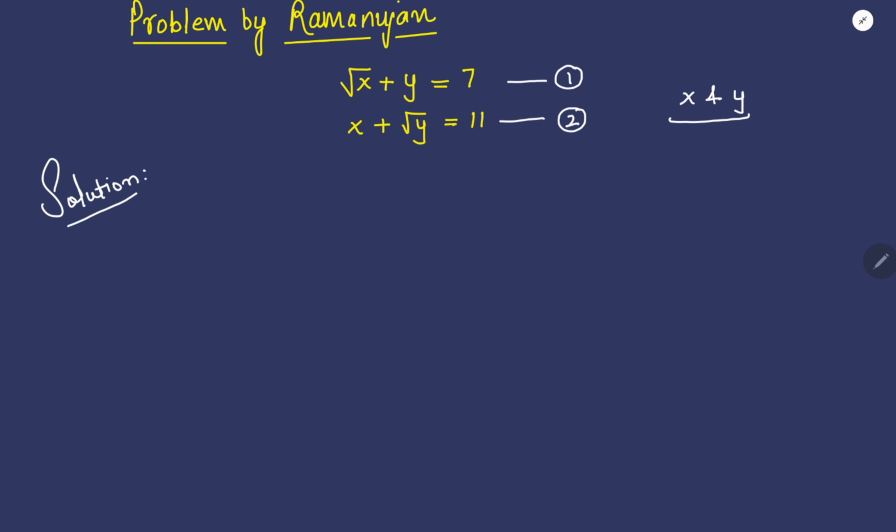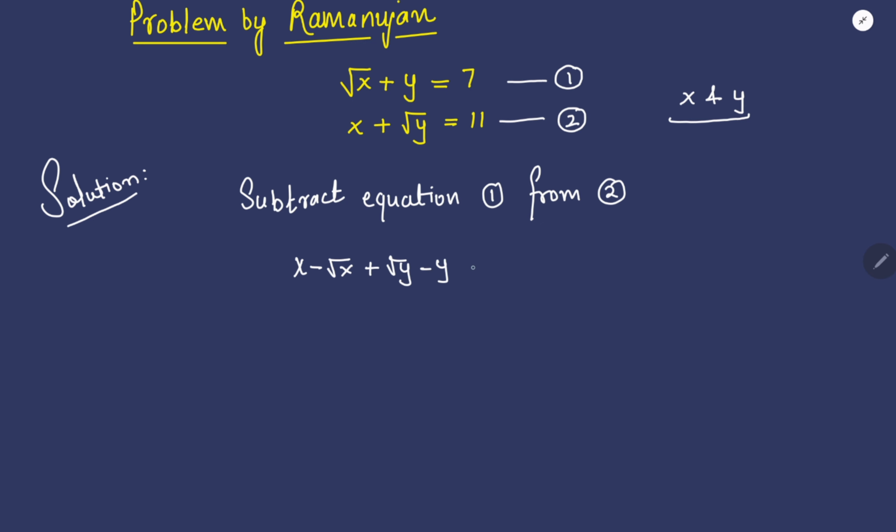First step is I will subtract one of the equations from the other. What can I do? Subtract equation 1 from 2. What will I get? I will get x minus under root x, plus under root y minus y is equal to 11 minus 7, right? This x plus under root y is here and I subtracted this from this, right?